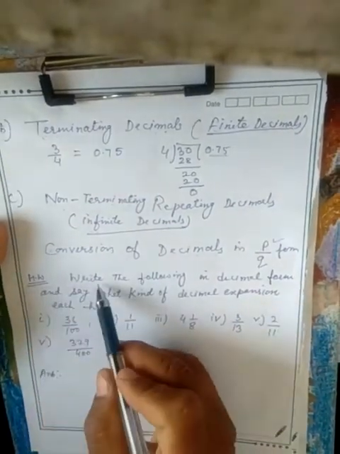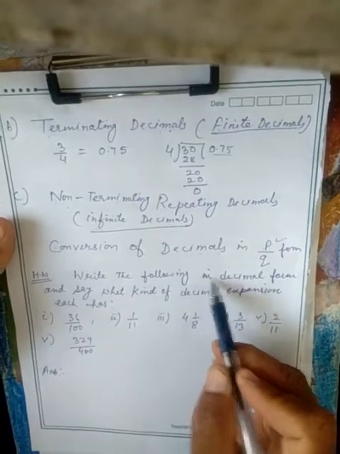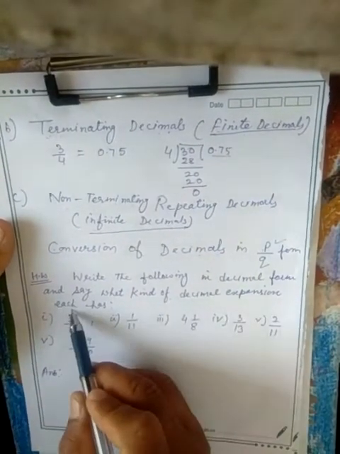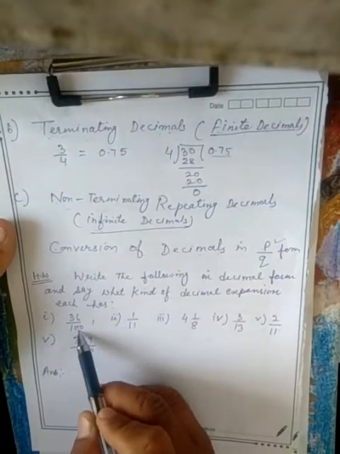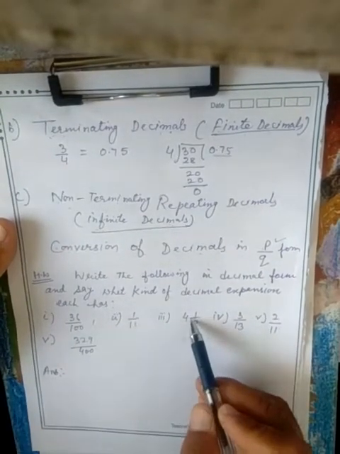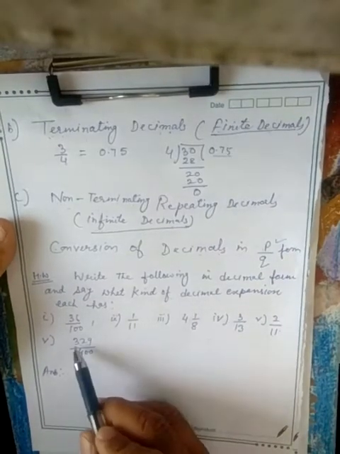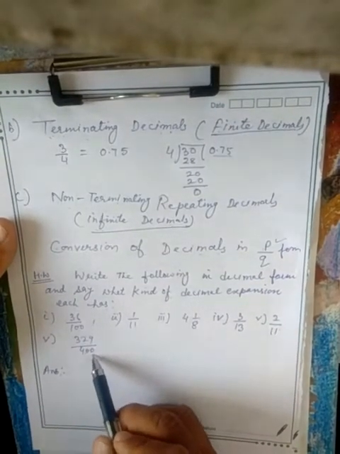So today's homework: write the following in decimal form and say what kind of decimal expansion each has. 36 upon 100, 1 upon 11, 4 and 1 upon 8, 3 upon 13, 2 upon 11, 3 upon 9 upon 400. Thank you.